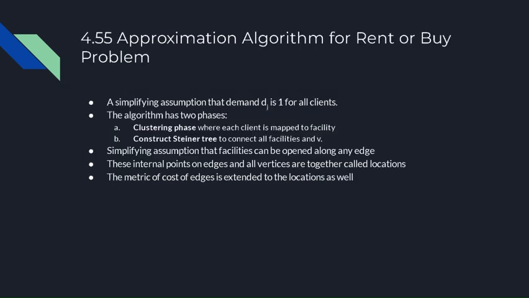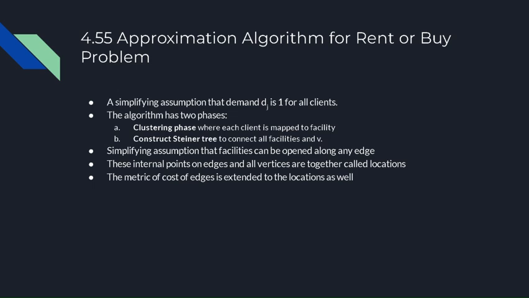So let's introduce this particular algorithm for the rent or buy problem. We are going to make a simplifying assumption that the demand D_j for all the customers or clients is 1. The algorithm consists of two phases. The first is the clustering phase, where we assign a facility to each client, and the second is constructing a Steiner tree that will connect all the facilities that we have opened.